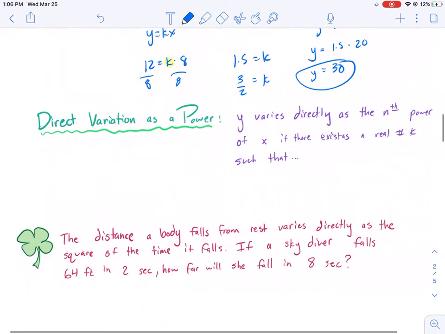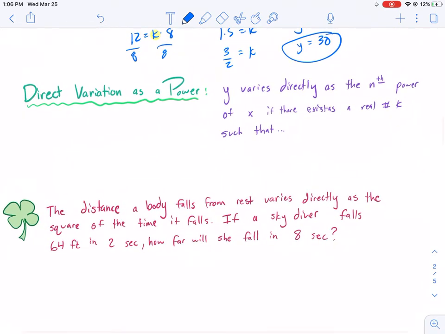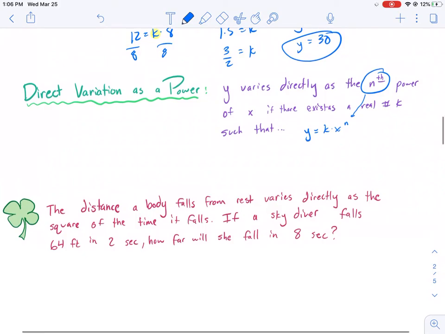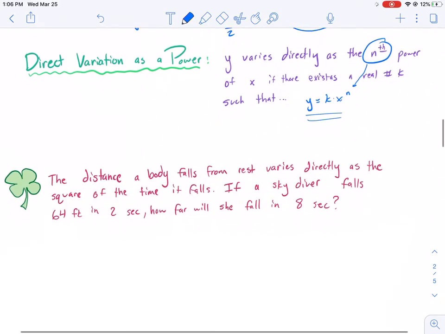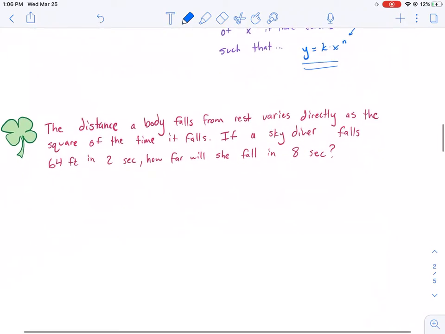So now we have direct variation as a power. y varies directly as the nth power of x if there exists a real number k such that y equals k times x to the n. Oops, to the n, not squared. So if it says it's to the nth power, then that nth power is going to be there. Very similar process. The only difference is this has an exponent. We're going to approach things exactly the same way as before.